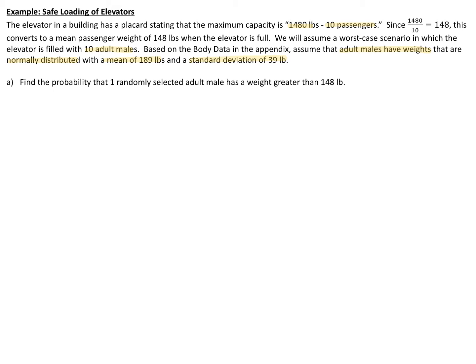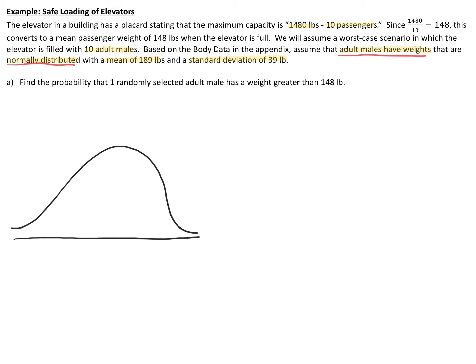I tell my students that anytime you read a problem where you're told that your data is normally distributed, I want you to immediately draw yourself a bell-shaped curve. So before I even begin reading the question in question A, I'm going to go ahead and draw myself a bell-shaped curve that represents adult male weights with a mean weight of 189 pounds. So I go ahead and write that down off to the side here using the correct notation to remind myself of the information that I have.